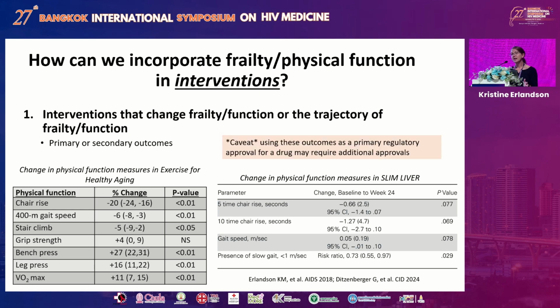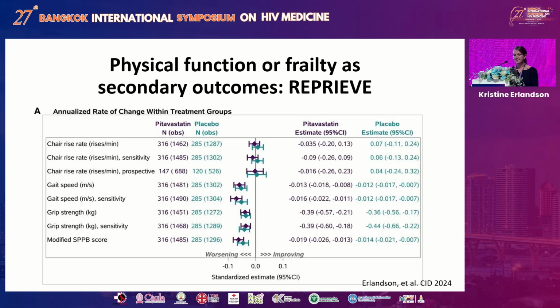I put in a caveat that sometimes regulatory agencies may require different approvals, so certainly if you are using this as an approval for a drug, you'd want to talk to the regulatory agency to make sure that they're on board with that. Example of a different secondary outcome, certainly one concern with statins is the impact on muscle.